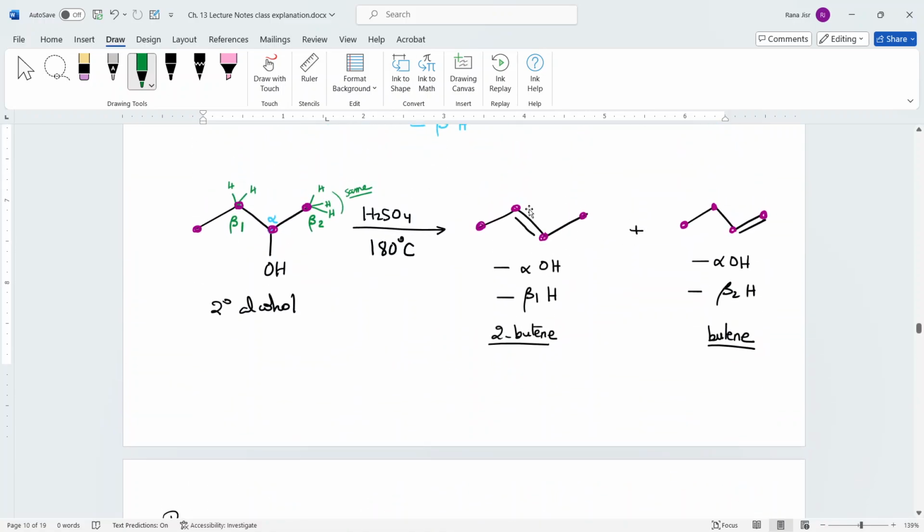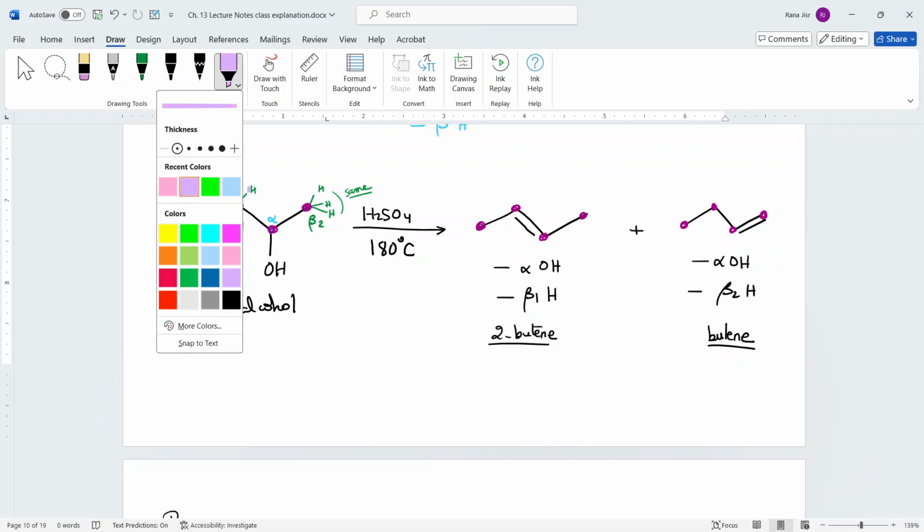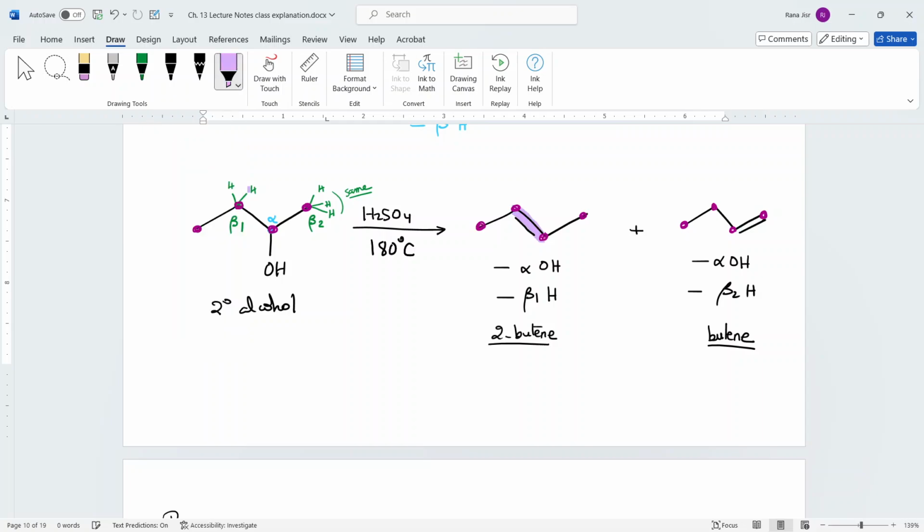So for this example over here, to determine which one is major and which one is minor, we're going to do exactly the same thing. We are going to highlight the double bond and see the degree of substitution that we have. So for the first one, it is a disubstituted alkene. And this one is a monosubstituted alkene.